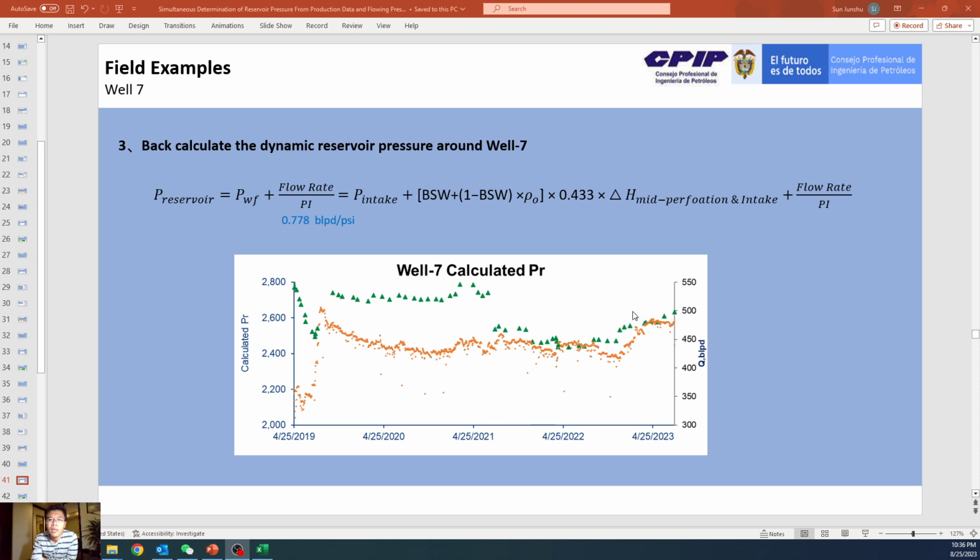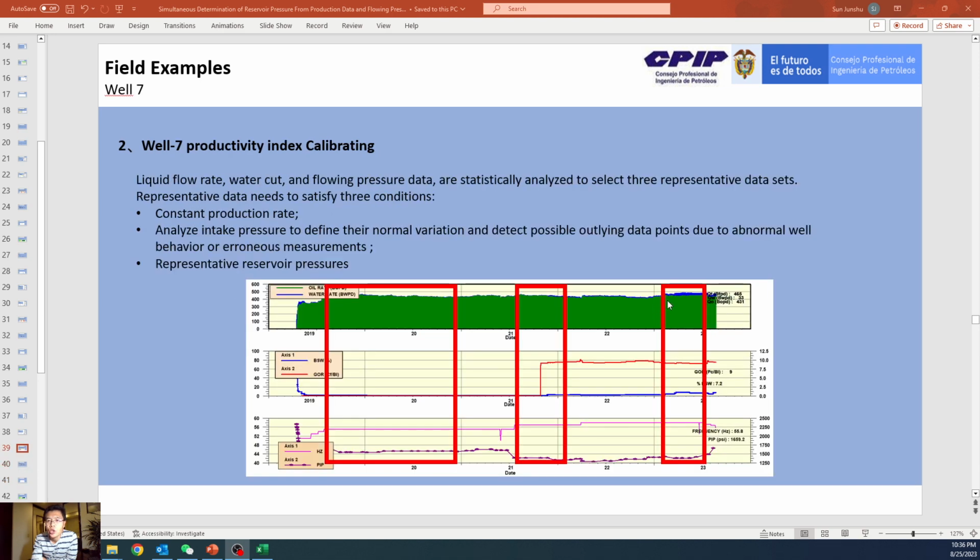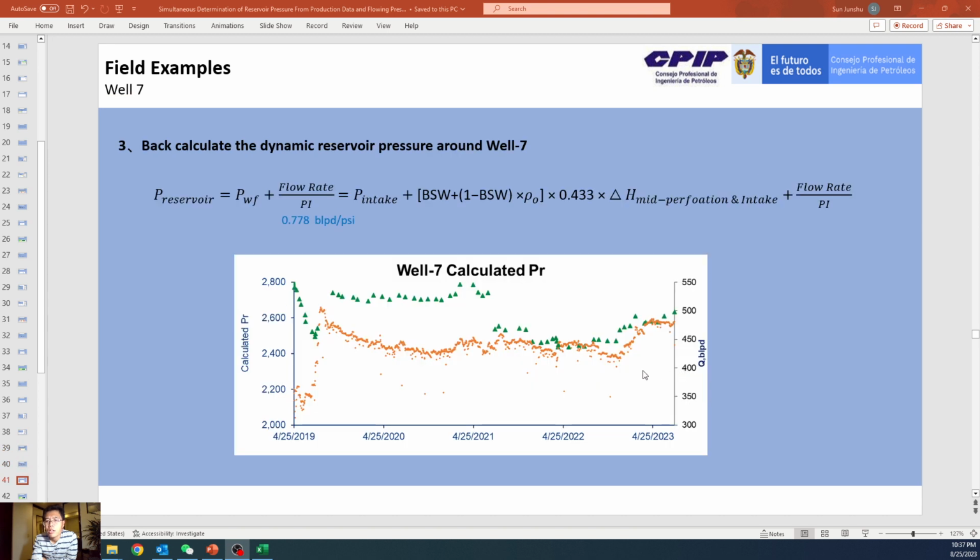Why? The pressure declined and then increased. That is related to the aquifer. From the production chart we can see that from the beginning of 2022 the water comes and the current BSW increased to 7 to 12%, and that contributes to the buildup of the pressure.